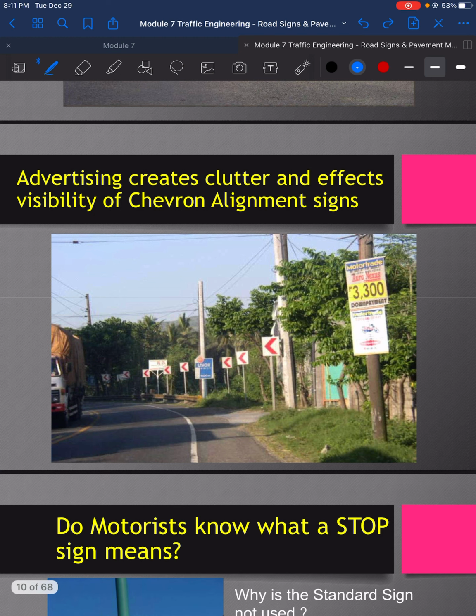Another one: advertising creates clutter and affects visibility of chevron alignment signs. These are chevron alignment signs, that letter V. They help the driver pinpoint that there is a curve. But what if there are advertisements like these? They almost cover our chevron alignment signs. What if advertisements are placed here too? It becomes difficult, especially at night. That will cause accidents.